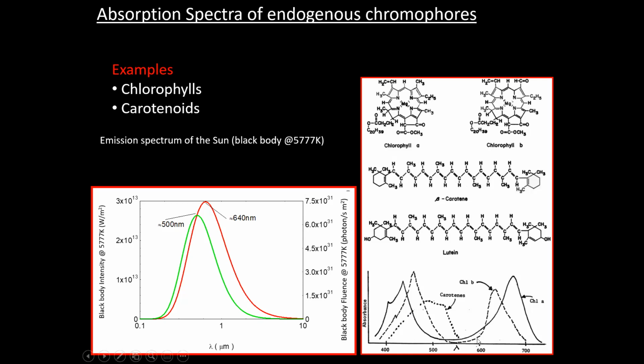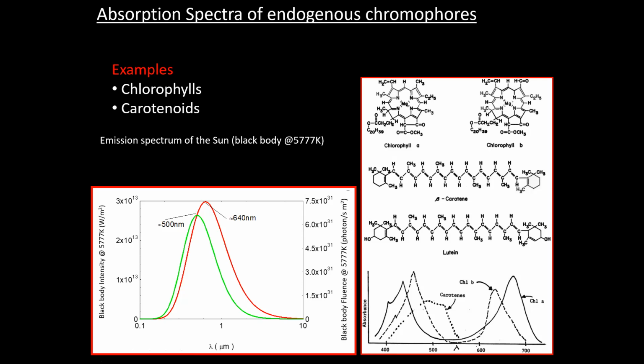But look here, there is a hole here. The chlorophyll has an absorption spectrum with a hole at 500 nanometers. And then I ask you this question. If the intensity of the sun is maximum in the green, why are the leaves of the vegetables green?